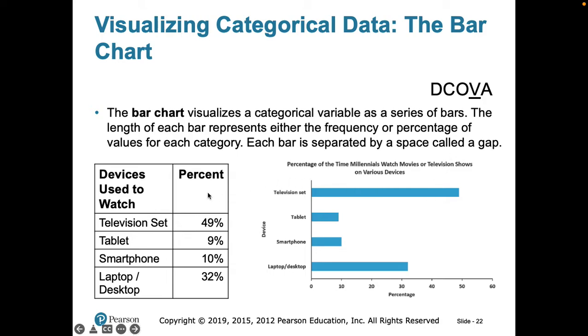So going back to the first question that we asked, the television set, we already knew that was 49%. So you guys can see here the bar chart is the longest one because that's where most of the data is coming from. Also, one thing that is important here on the bar chart is that there is a gap between each data. So they're not next to each other, but you have that gap.